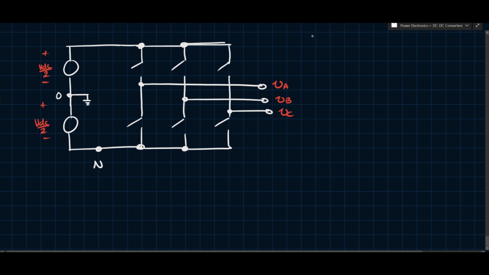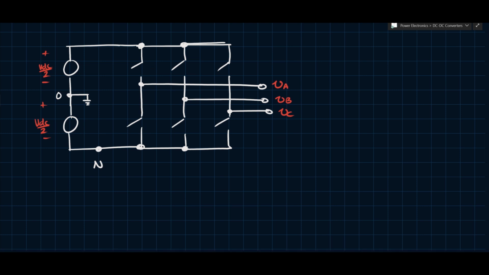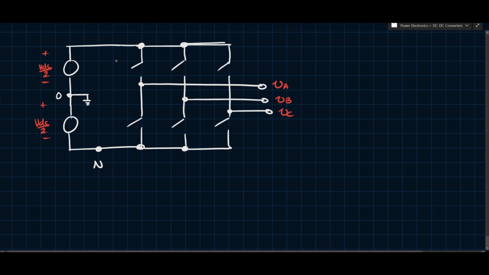So the output voltage of each leg, in this case VAB, VA, VB, and VC, is independent of the output load, since one of the two switches is always on. So we still have the same conditions, right? If I call these, let's say, S1A, S1B, and S1C, and S2A, S2B, and S2C, right?